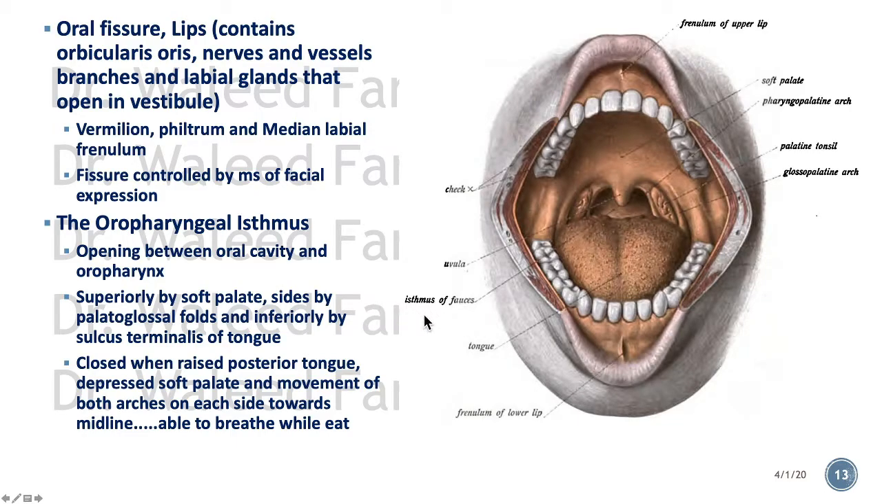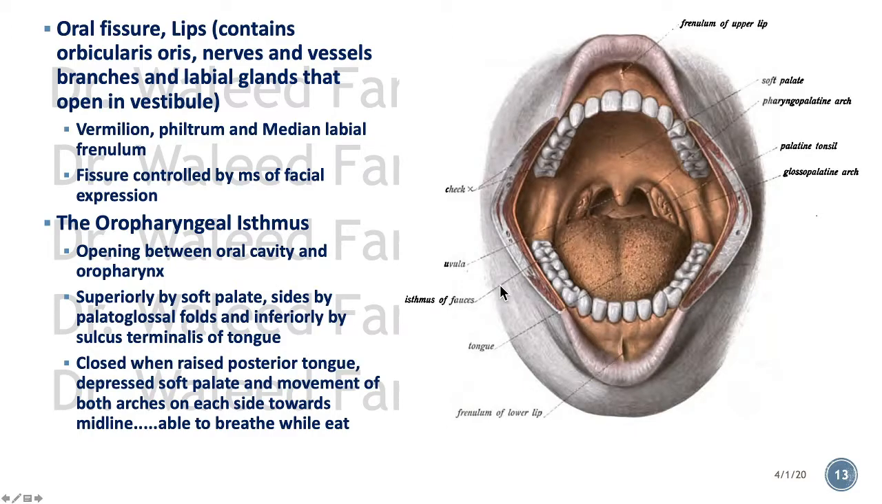We have the philtrum. The philtrum is the midline ridge between the nose and the upper lip. The median labial frenulum, these mucosal folds, see that? That connect the lips to the mucosa covering the gingiva. Okay.